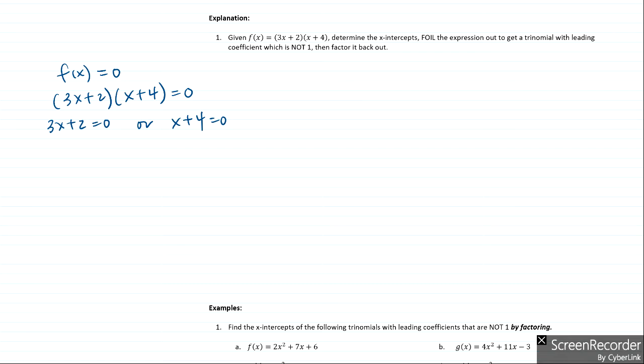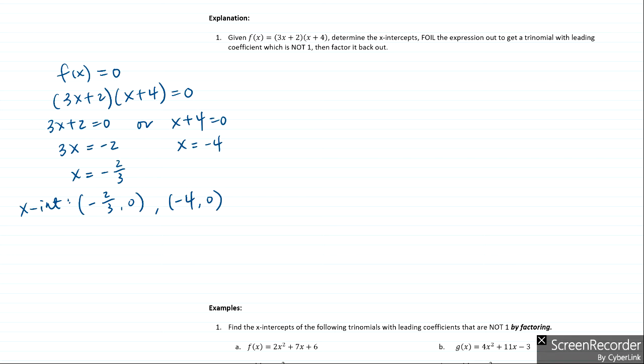For the first one, to get x by itself, we can subtract 2 on both sides and get 3x equals negative 2. Then divide by 3 on both sides, which gives us x equals negative 2/3. Alternatively, if we have x plus 4 equals 0, that tells us x is equal to negative 4. Now that we know these are the solutions for x, we can state that the x-intercepts are negative 2/3 comma 0 and negative 4 comma 0, because these are the two x values that would make the function equal to 0.